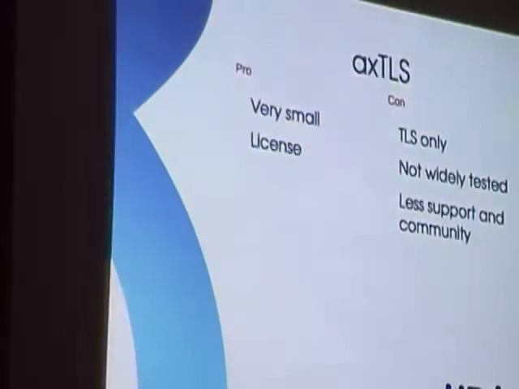And then we come to AXTLS. This is the newest one in the family. This has been around for a while. This is developed by one guy, and he's been doing it for, I think, 5 years. It's by far the smallest library.